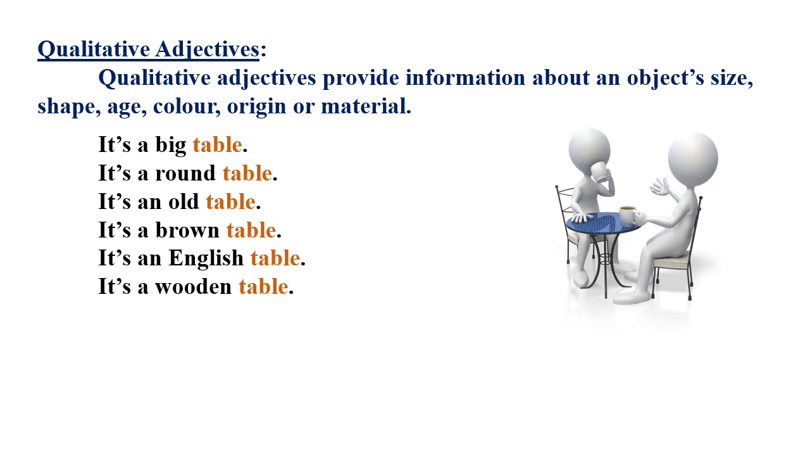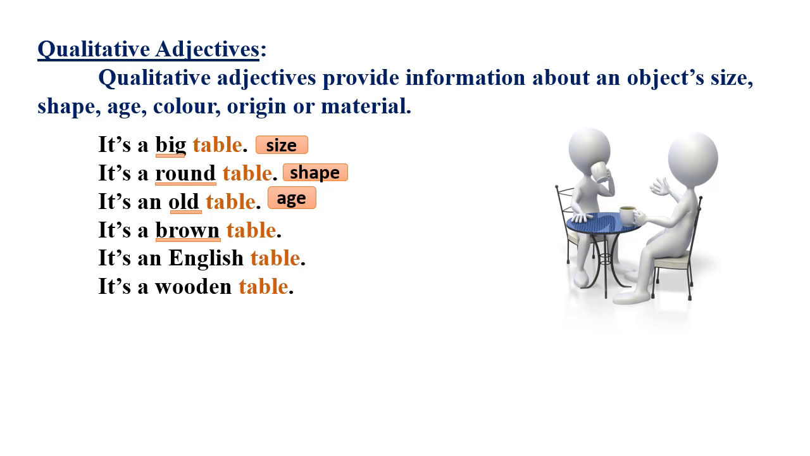It is a big round old brown English wooden table. What is the noun in this sentence? It is table. Table is the name of an object. In this sentence, the adjective big describes the size of the table. The adjective round describes the shape of the noun table. The adjective old describes its age.